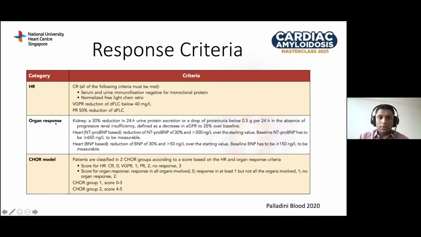Right? And the organ response differs based on the organ we're dealing with. So for example, for renal, we're looking at a reduction in proteinuria. For the heart, we're looking at a reduction in the BNP. And we can also combine the hematologic and organ response together in this CHOR model.